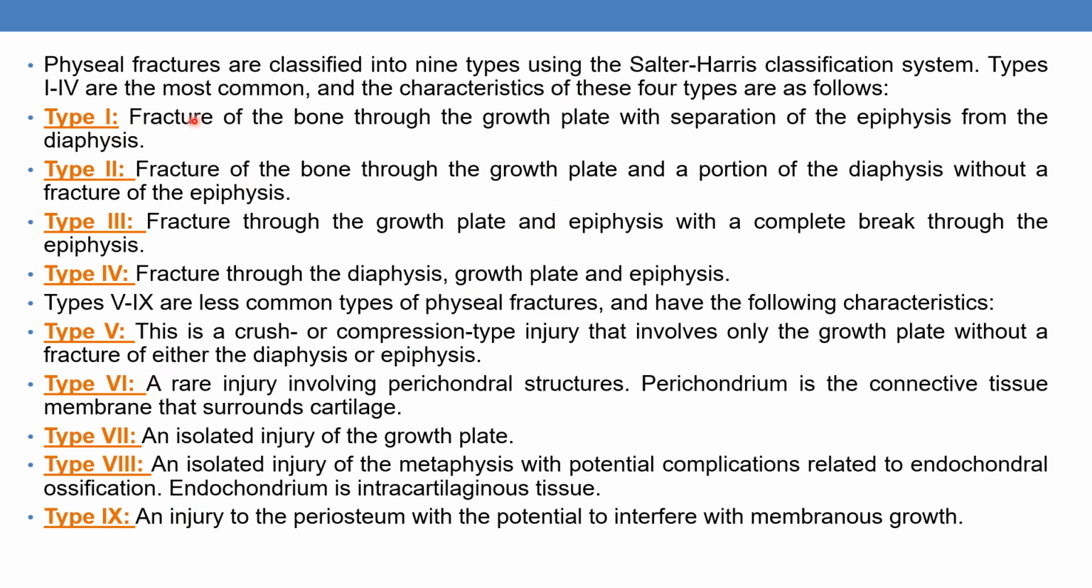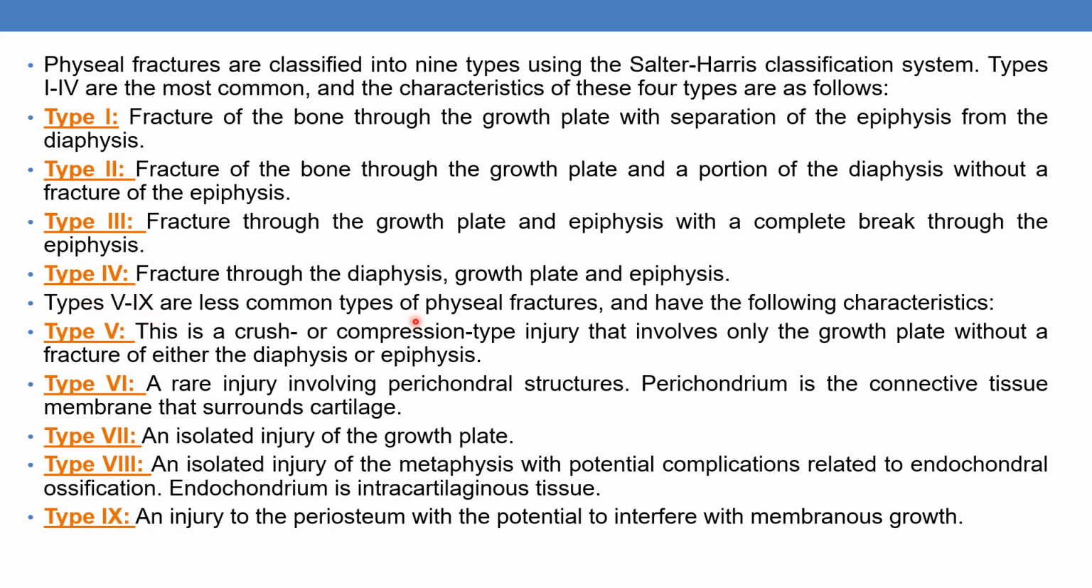Coming to type 1: fracture of the bone through the growth plate with separation of the epiphysis from the diaphysis. Type 2: fracture of bone through the growth plate and a portion of the diaphysis without fracture of the epiphysis. Type 3: fracture through the growth plate and epiphysis and a complete break through the epiphysis. Type 4: fracture through the diaphysis, growth plate and epiphysis.